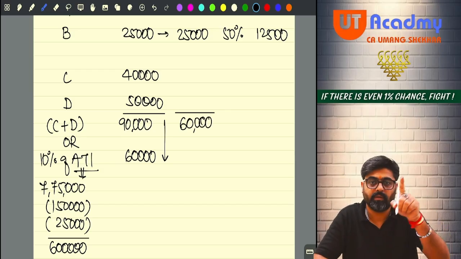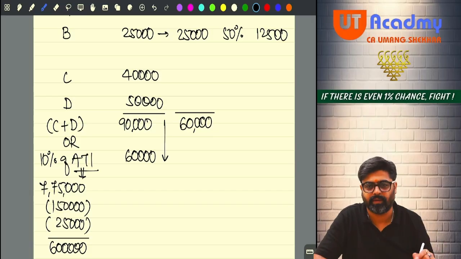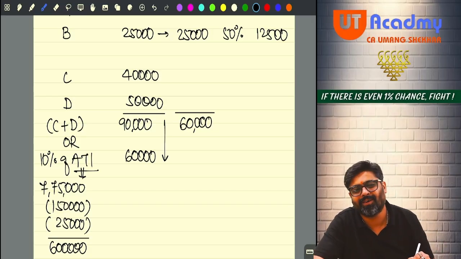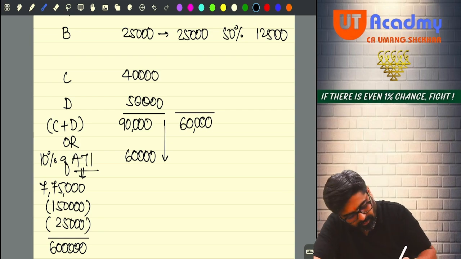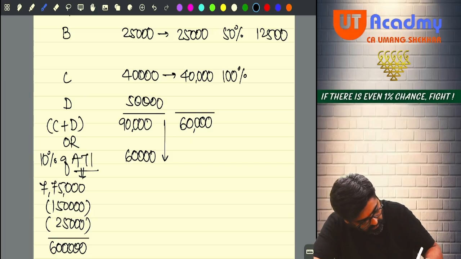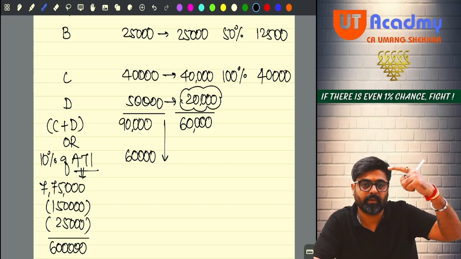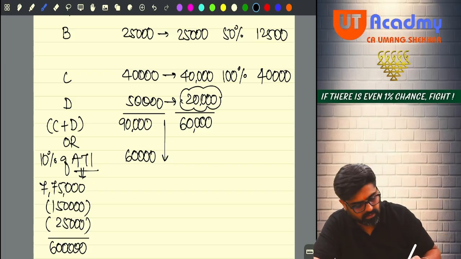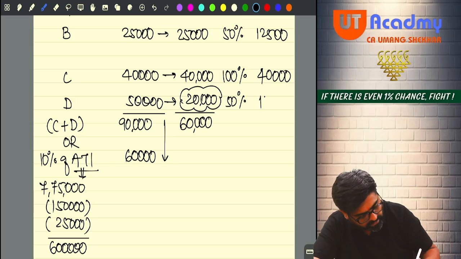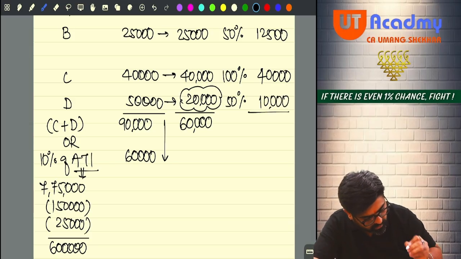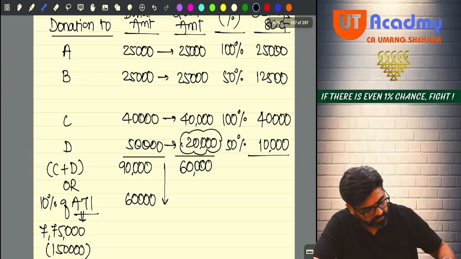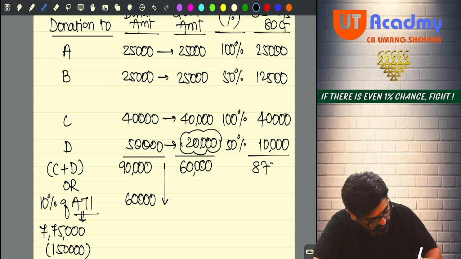So C plus D both taken together cannot be more than 60. So 40 will be fully qualified and out of 50 only 20 will qualify. Understanding? So this 40 will fully qualify and 100% of that you are going to get 40,000. Out of this 50 only 20,000 will qualify now because 40 plus 20 I have to keep it 60 only. 50% of that will be 10,000. So now total the last column: 25,000 plus 12,500 plus 40,000 plus 10,000 is 87,500.